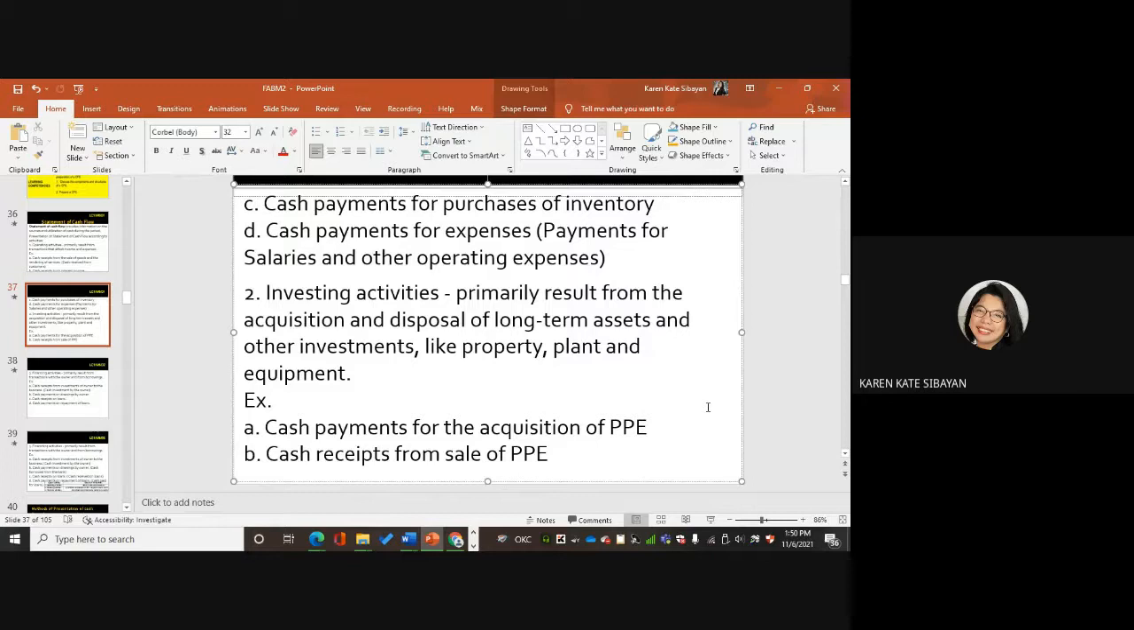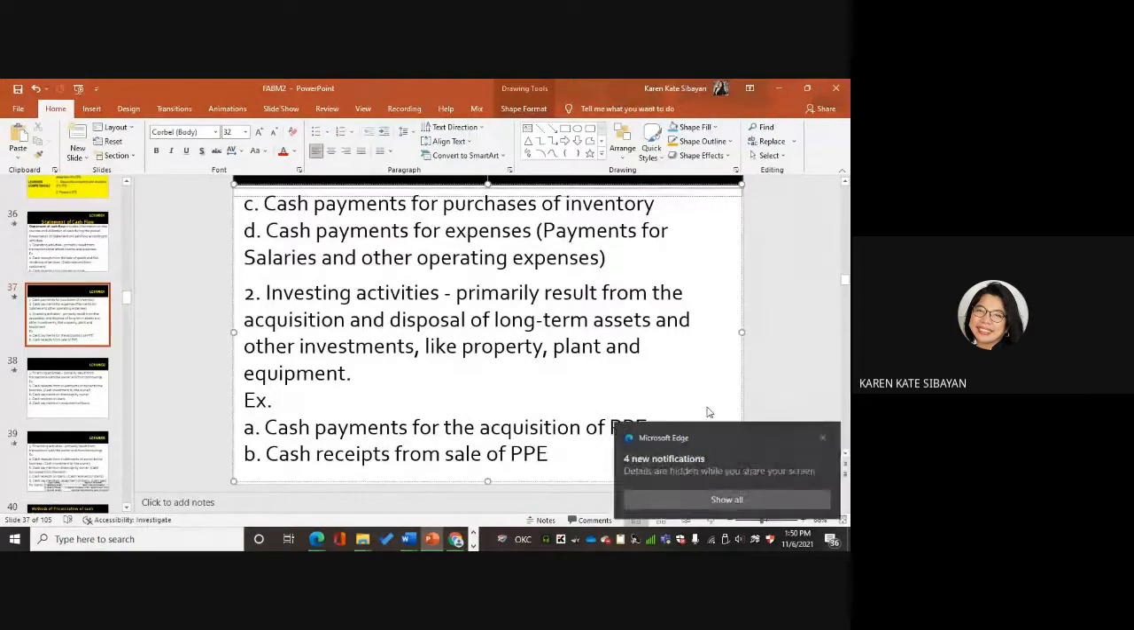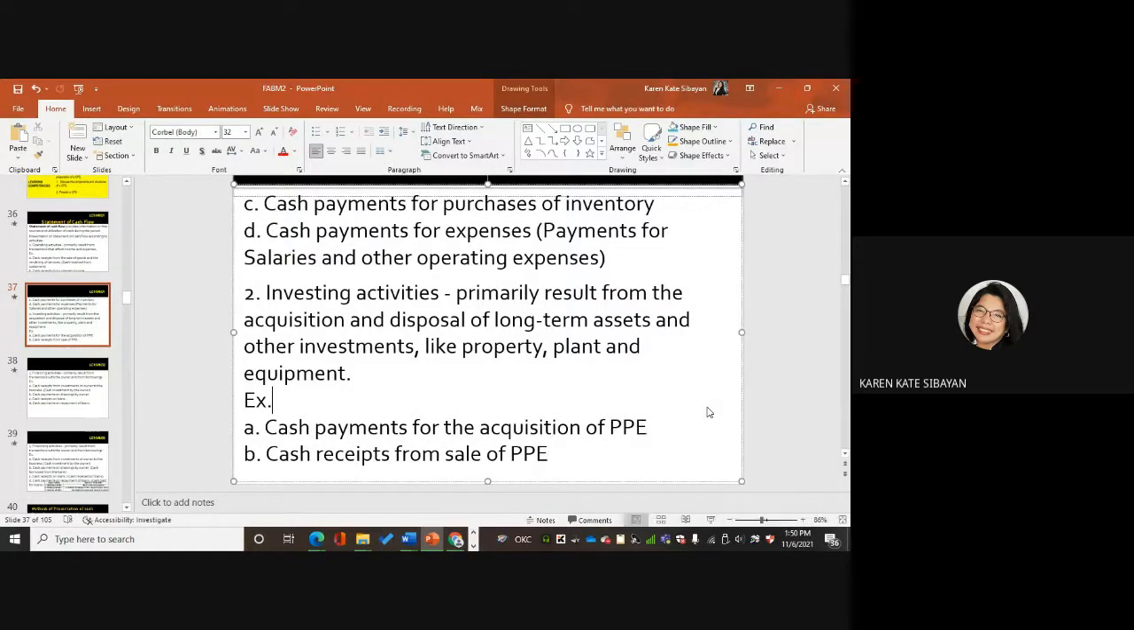So kung meron kang cash receipts from suppliers, kasi for example, you return your some inventories, ayan. Okay? Next is yung cash refunds to customers. Kung just in case naman si customer naman ang nag-return sa'yo. Okay? Parang ikaw, in this case, parang ikaw yung supplier.